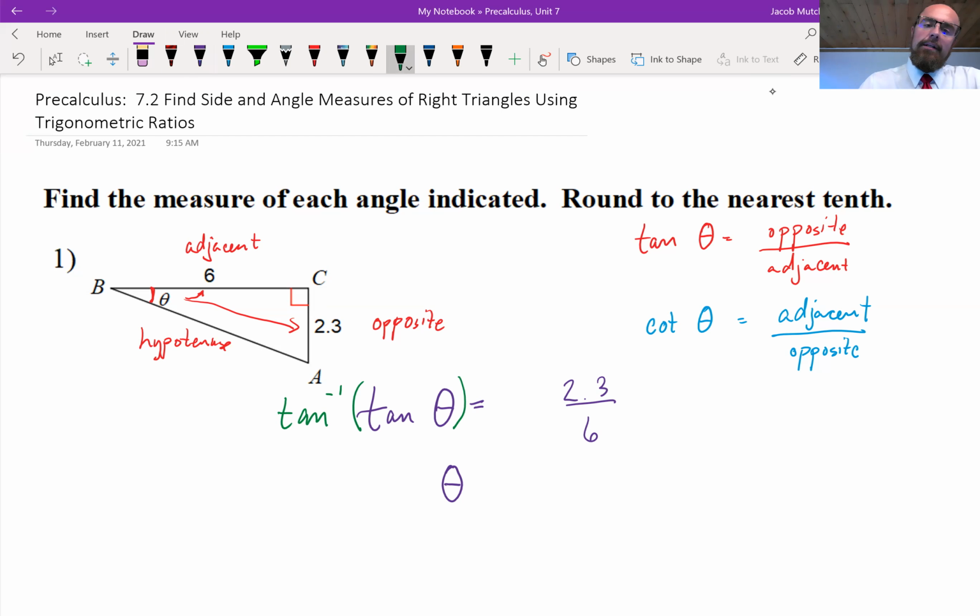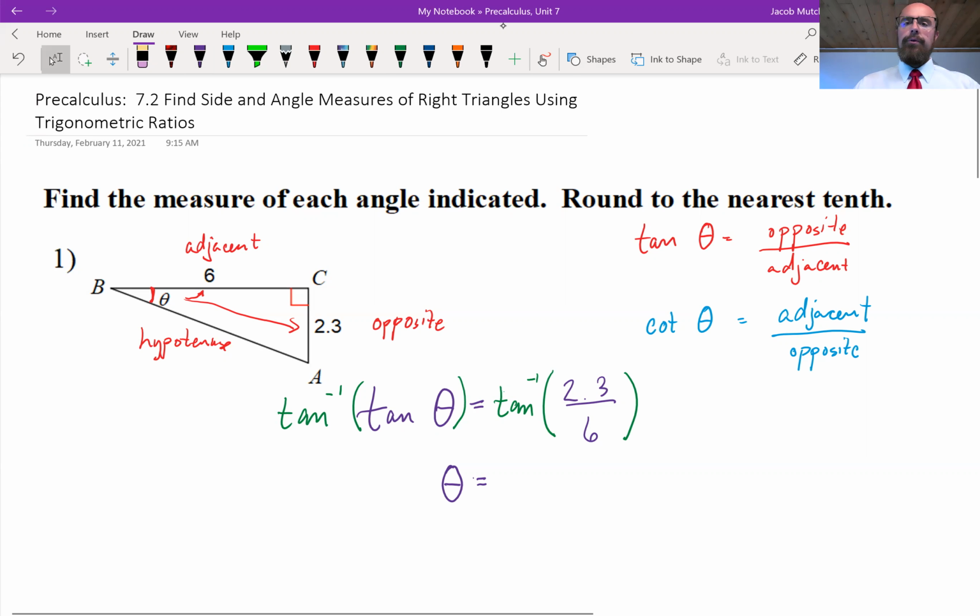Now on the right, this is actually an operation: the inverse of tangent of 2.3 over 6. And that right side is how I'm going to actually find the angle measure for theta here. So I want to take that to the calculator, inverse tangent of 2.3 over 6.